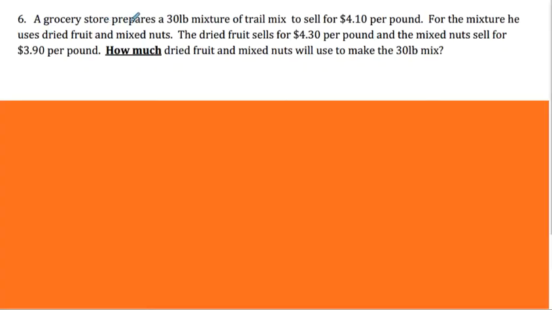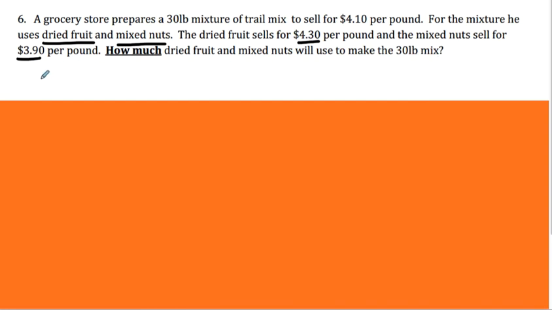Then some of the wheels started to come off on the word problems when we got to question number 6, but these are mixture problems. It even says mix and mixture. And I said that, guys, these are the ones kids make mistakes on. Let's follow a process. So a grocery store prepares a 30-pound mixture of trail mix to sell for $4.10. For the mixture, he's going to use dried fruit and mixed nuts. The dried fruit sells for $4.30 per pound and the mixed nuts sell for $3.90. How much dried fruit and mixed nuts will he use to make the 30-pound mix?